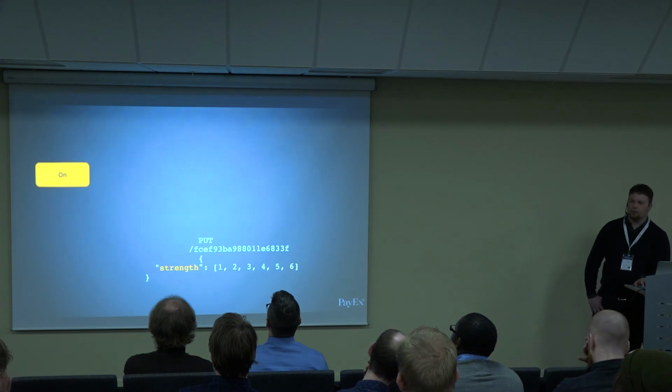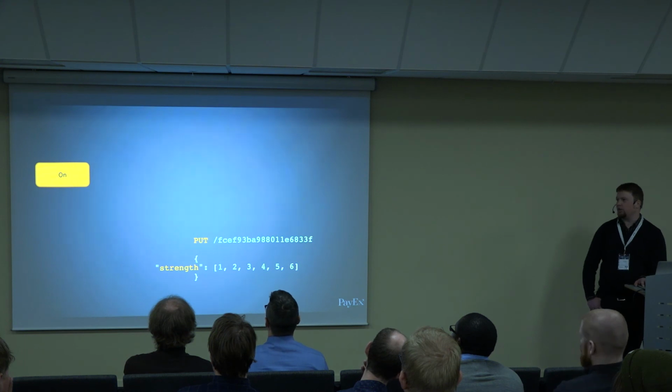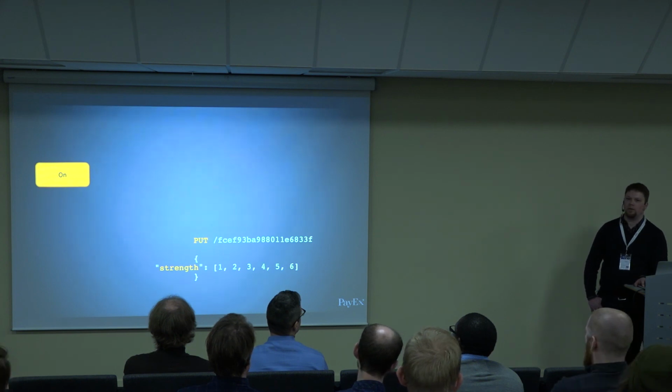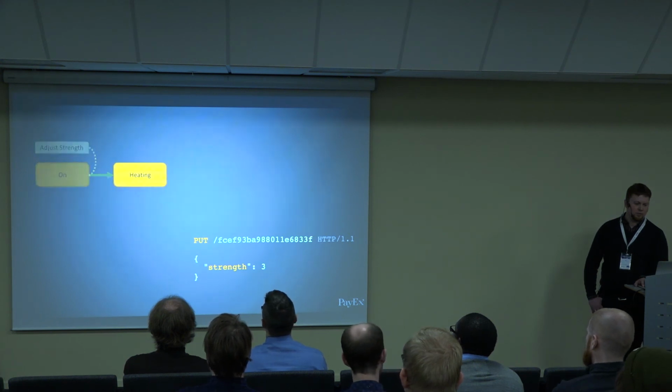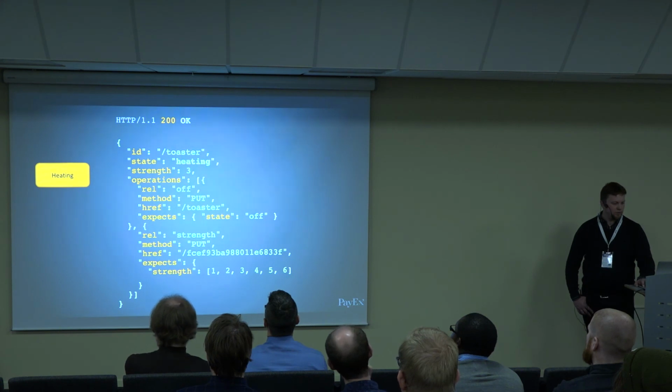So let's try to apply the strength operation. And now you see the URI is just gibberish, because to us, the URI doesn't matter. We discovered it in the response. So whether it's a GUID or whatever doesn't really matter. Now the strength operation has been applied and the toaster is heating. We still have two operations we can perform.